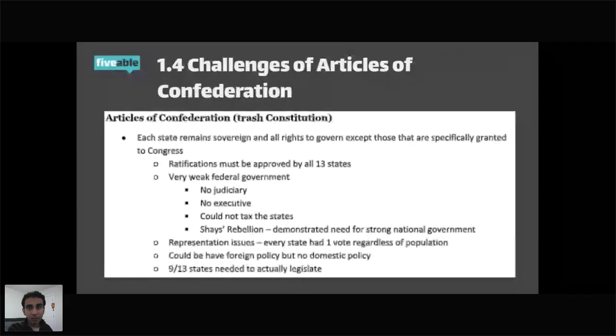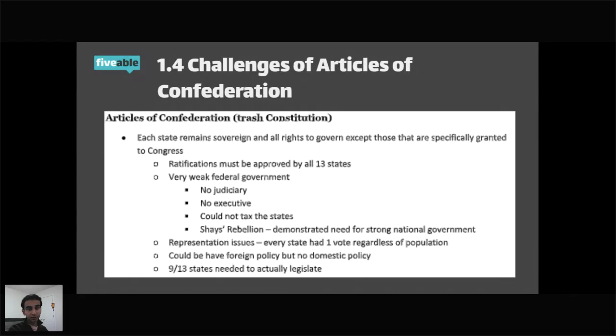So in terms of the challenges of the Articles of Confederation, it's a trashy constitution, okay? It's terrible and it doesn't work. And they made some bad decisions. So basically, the Articles of Confederation established 13 different countries. They had different currencies, and it was really just a whole mess. It was a very weak federal government. There was only one branch, so only the legislative branch, no judicial branch, no executive branch, no taxation.